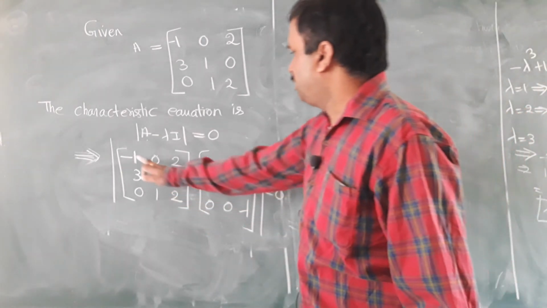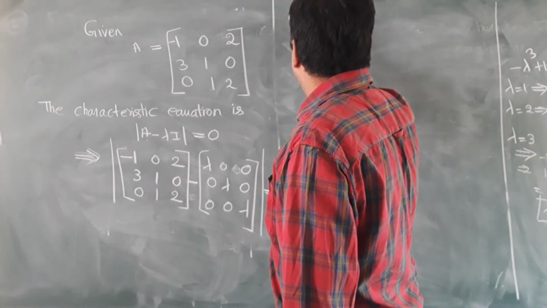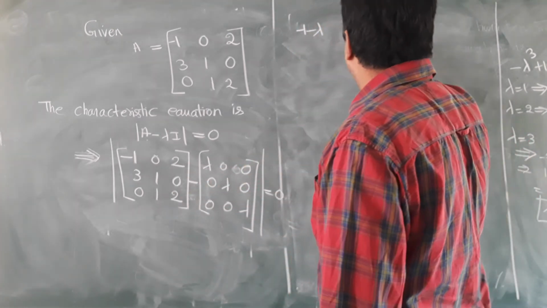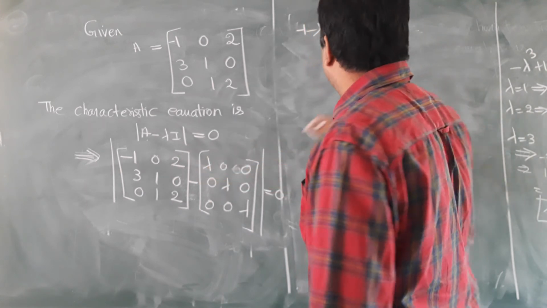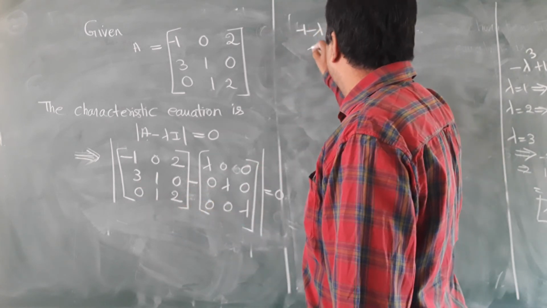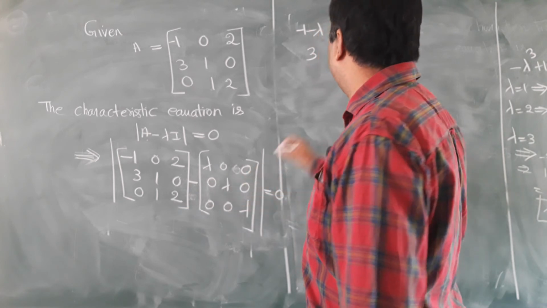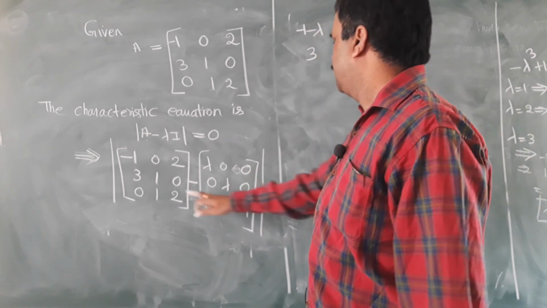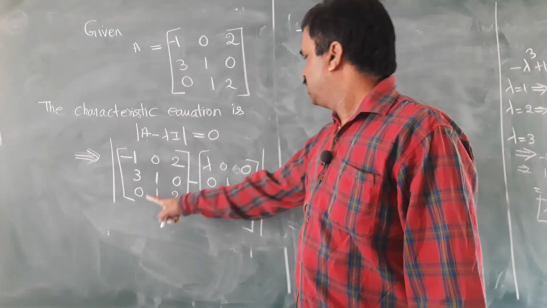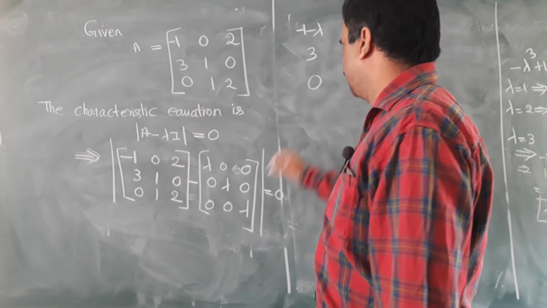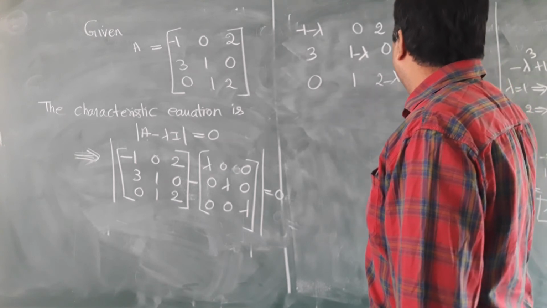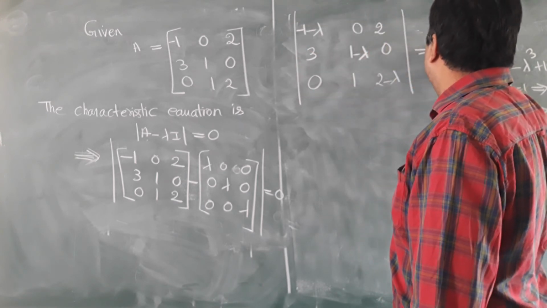Simplify it. First row: -1 minus lambda, 0 minus 0 is 0, 2 minus 0 is 2. Second row: 3 minus 0 is 3, 1 minus lambda, 0 minus 0 is 0. Third row: 0 minus 0 is 0, 1 minus 0 is 1, and 2 minus lambda. This determinant equal to 0.